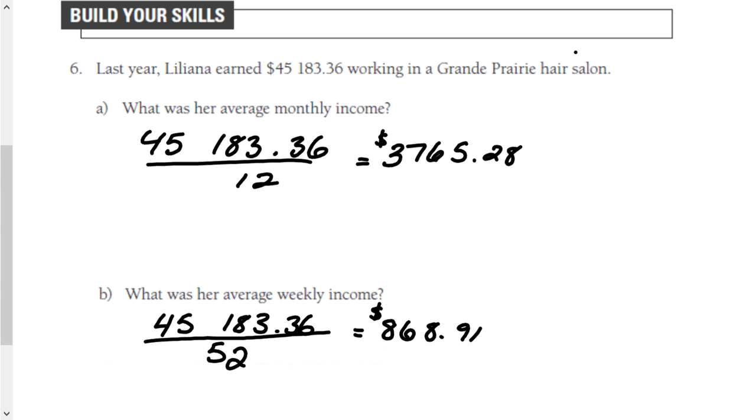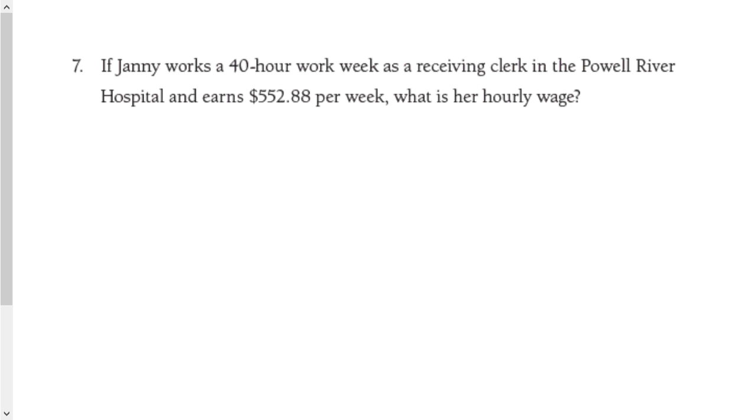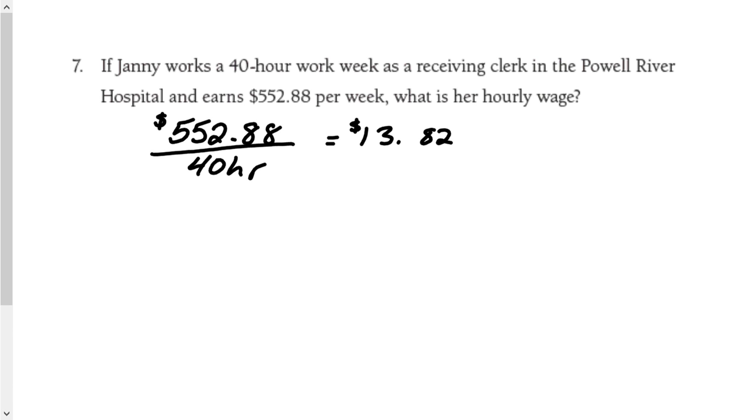All right, and last year Liliana earned $45,183.36 working in a Grand Prairie hair salon. Her average monthly income, there are 12 months in a year. What was her average weekly income? There were 52 weeks in a year. Pause the video, try this one. In this one, it's making sure to take her per week and divide it by her 40-hour work week.